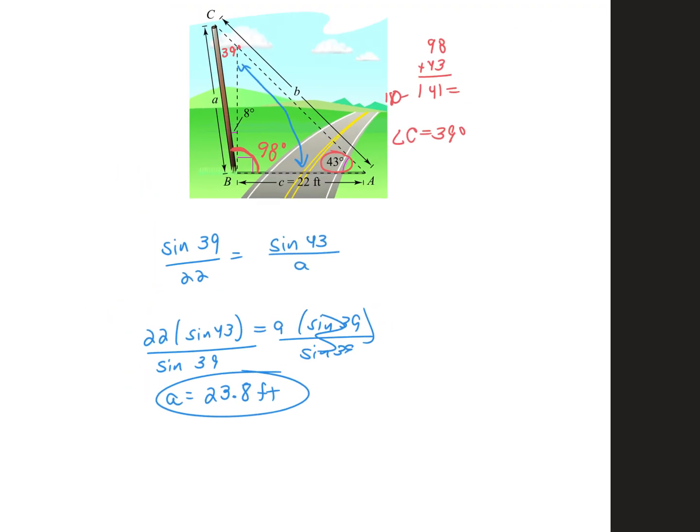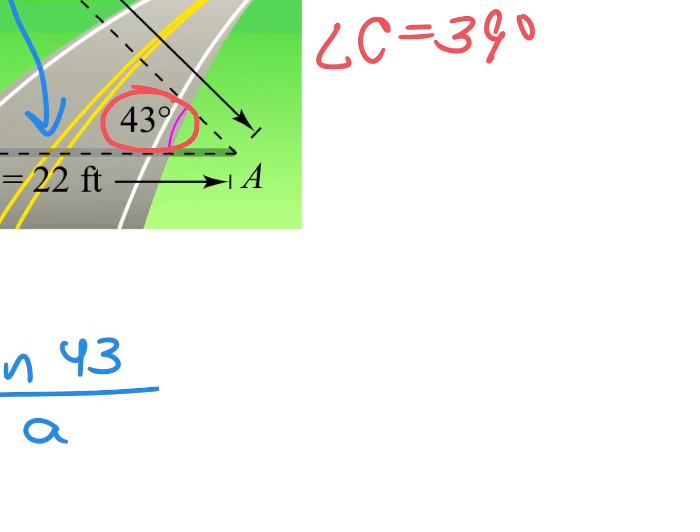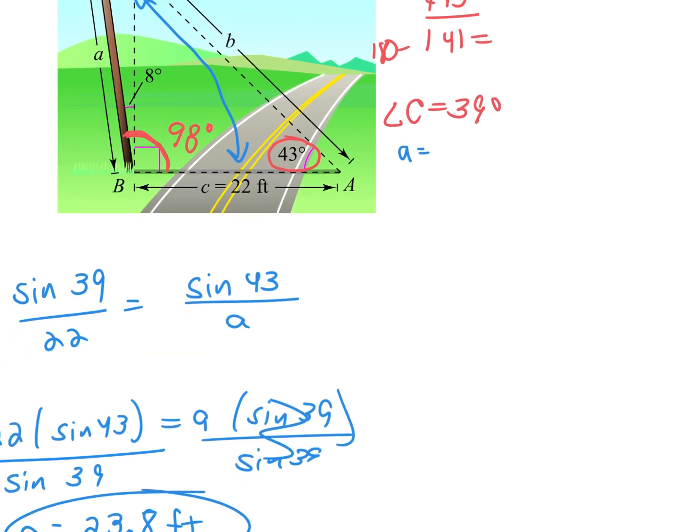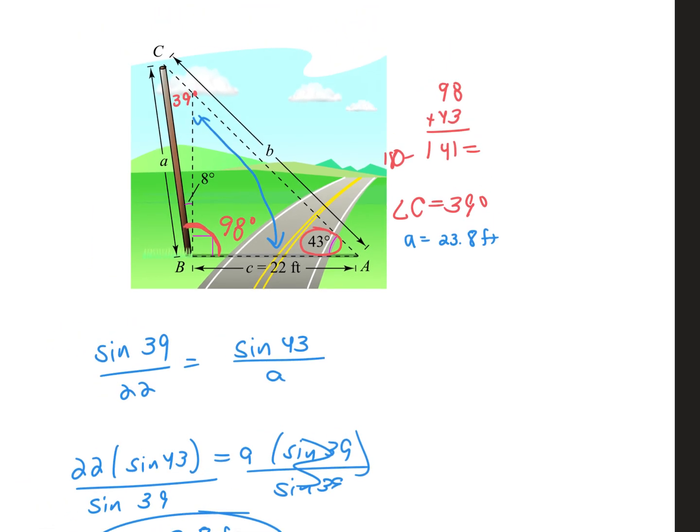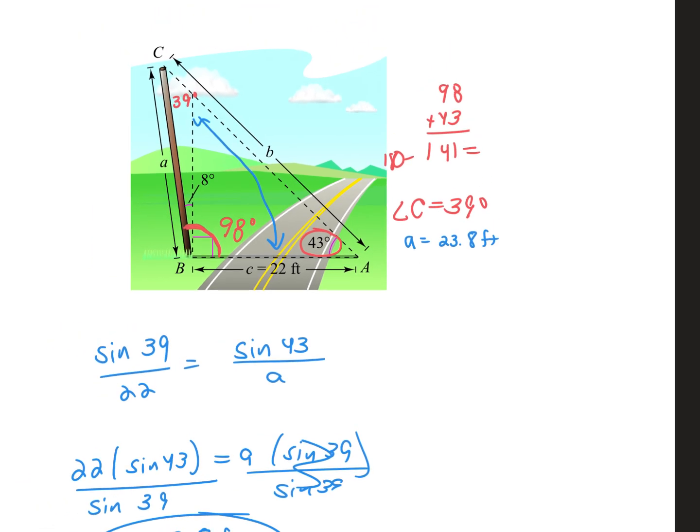So now, guys, help me find out the missing piece. I have A. I know C. What am I missing? Okay. So set up the proportion for B. How do I set this problem up? That's the hardest part. Sine 39 over 22 equals. Yep, sine 98 over B.